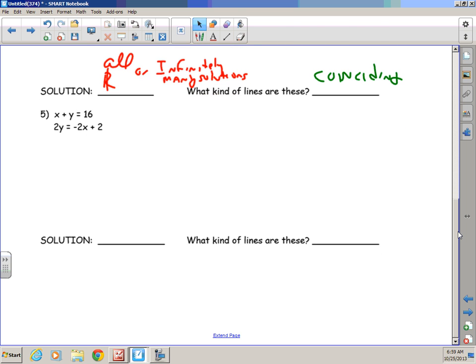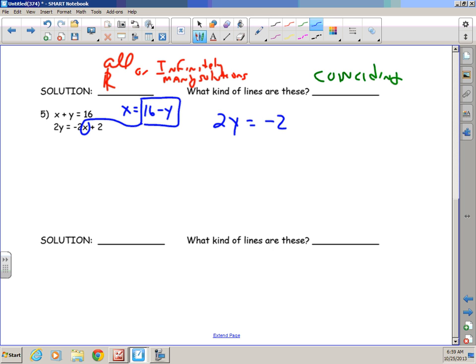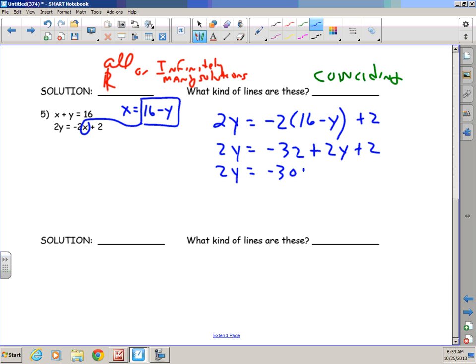Again, I'm not set up as x equals or y equals, so I'm going to make this x equals 16 minus y. I'm going to put this in for x. So I get 2y equals negative 2 times 16 minus y plus 2. 2y equals negative 32 plus 2y plus 2. 2y equals negative 30 plus 2y. I subtract 2y. 0 does not equal negative 30.